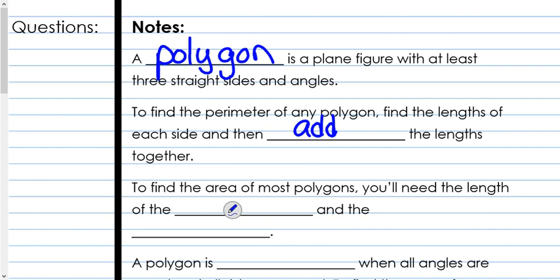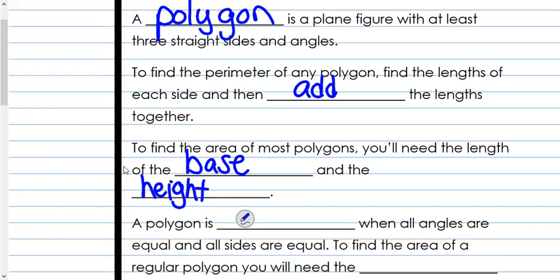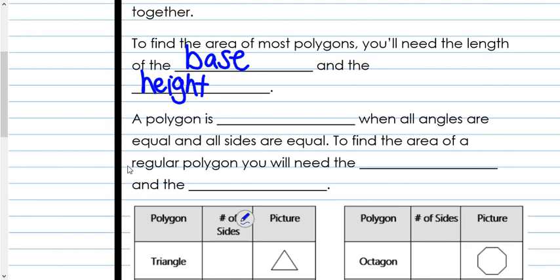To find the area of most polygons, you will need 2 things. You need the length of the base, and you need the length of the height. So the base and the height. Okay, so perimeter is adding up all the sides. Area is base times height for a lot of these. So you need the base and the height.